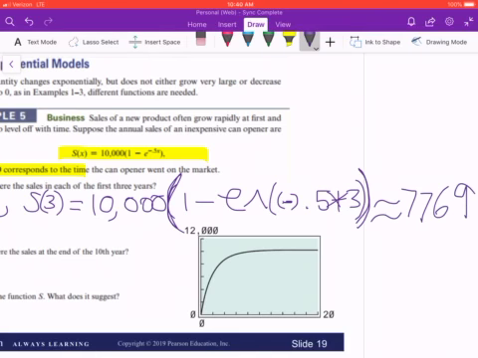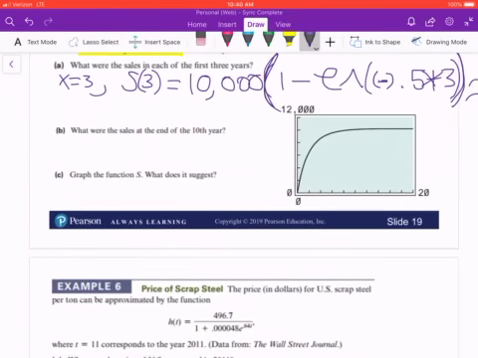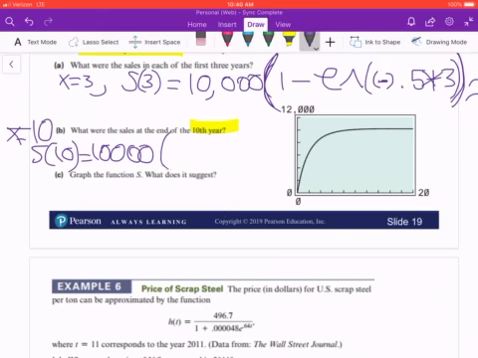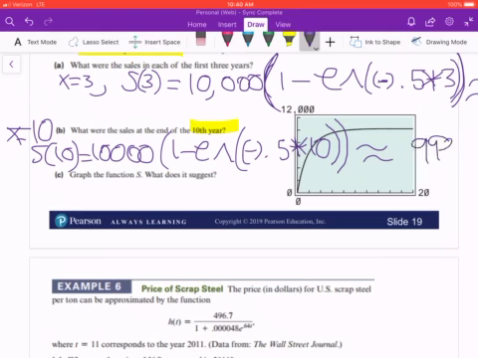So now for part B, the question is, what were the sales at the end of the 10th year? So now we're going to make x equal 10, and we're going to find s of 10. So that will be 10,000 parentheses 1 minus e to the power negative 0.5 times 10. This one to close the exponent, and this one to close the parentheses before the number 1. And so with that, we're going to get 9,933.